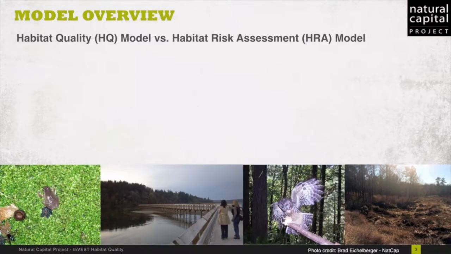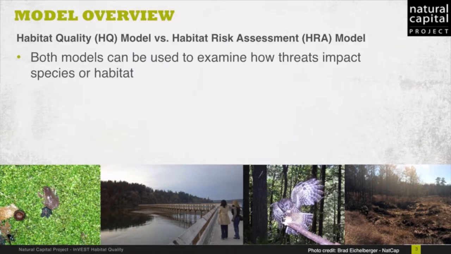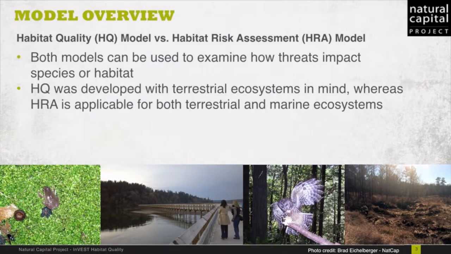and maintain biodiversity. It's important to note that both the habitat quality model and the habitat risk assessment model, also known as HRA, can be used to examine how risk posed by human activities varies across a landscape or seascape and identify the locations where risk is highest or lowest. The two models are mathematically similar, but differ in a few key ways. Habitat quality was developed with terrestrial systems in mind, whereas HRA is applicable to both marine and terrestrial systems.